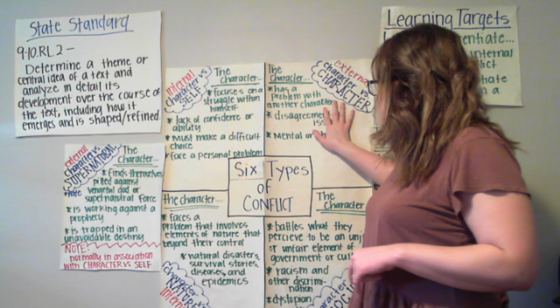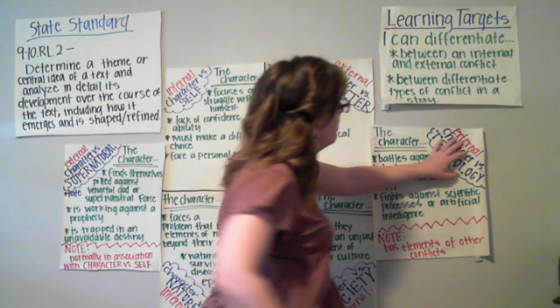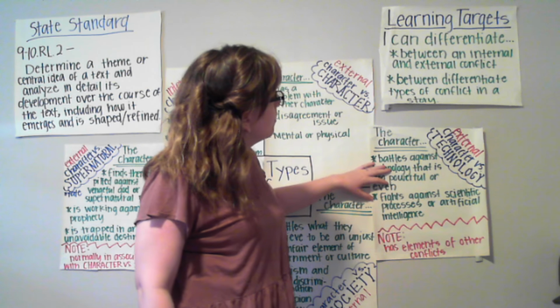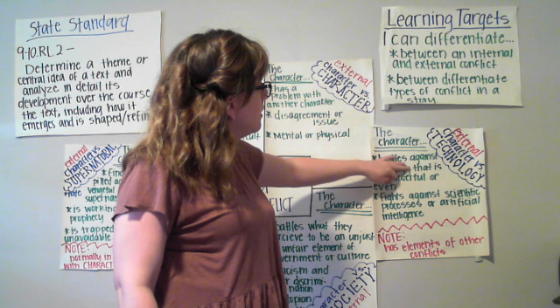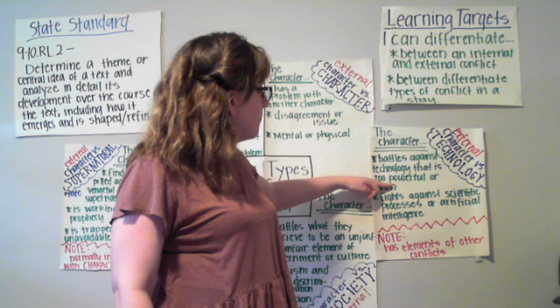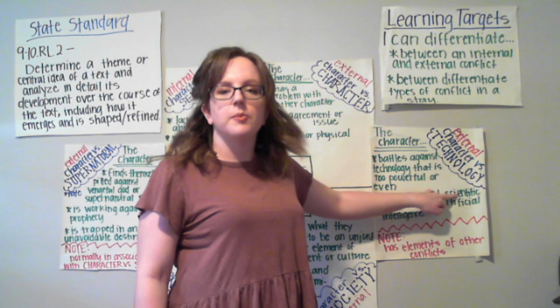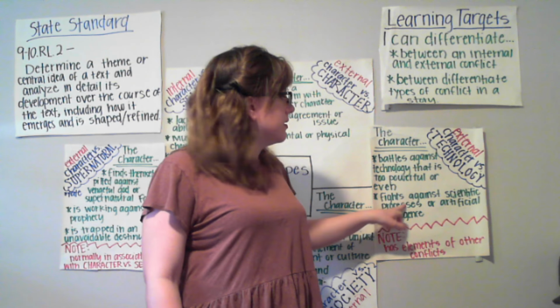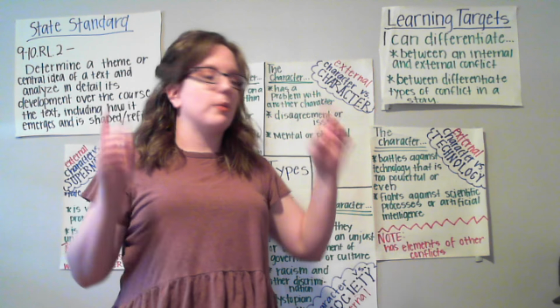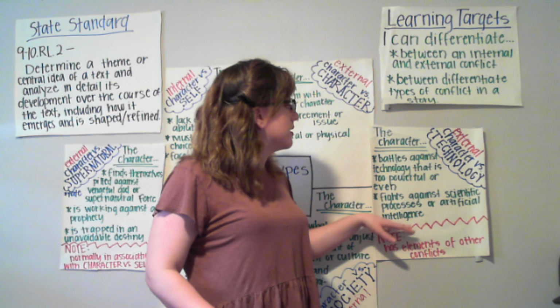And we're going to come back to this because, as we see with character versus technology, right? So this is going to be a battle with technology that has become too powerful or evil. And typically that's going to be a fight against scientific processes or artificial intelligence, like robots, or like the super smart robots, which is really what artificial intelligence is.